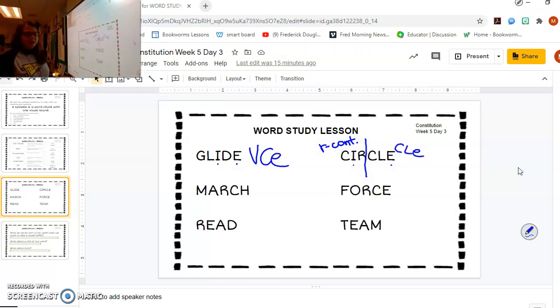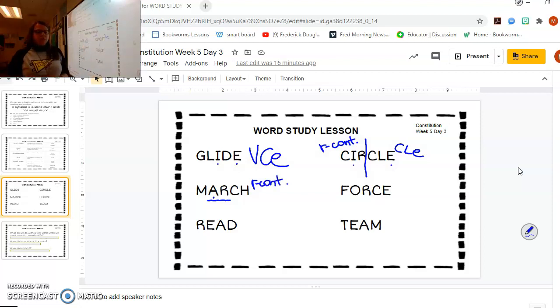Okay? The next word is march. Let's see how many syllables we have in the word march. March. Just one syllable. Very good. Mark the vowel. And I already see that it's AR, so it's R controlled.